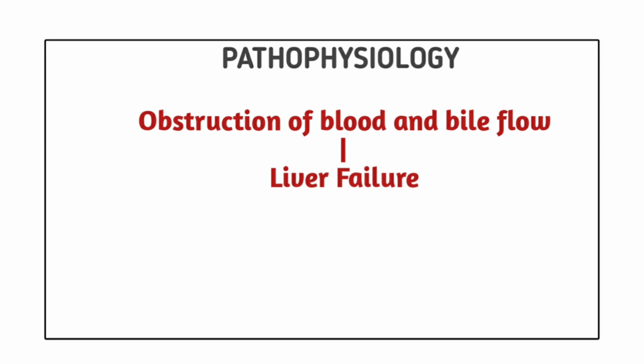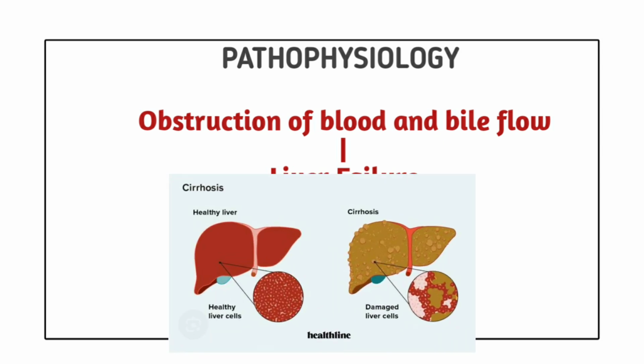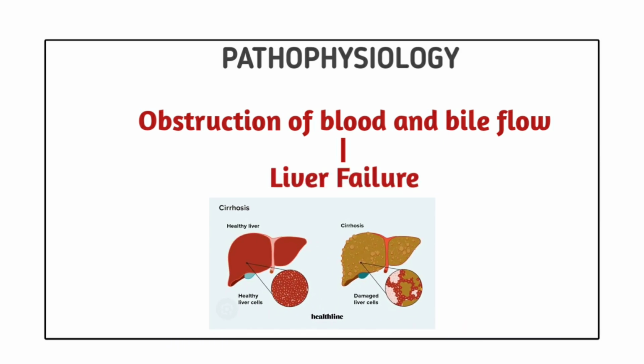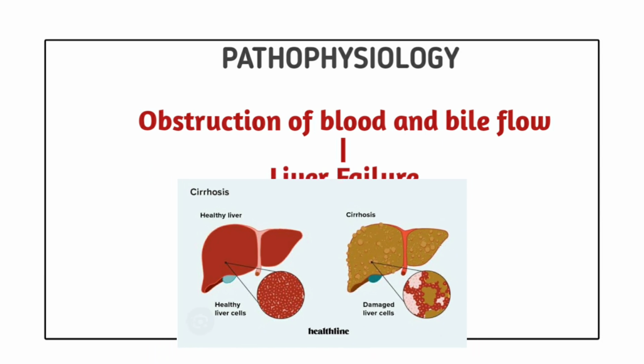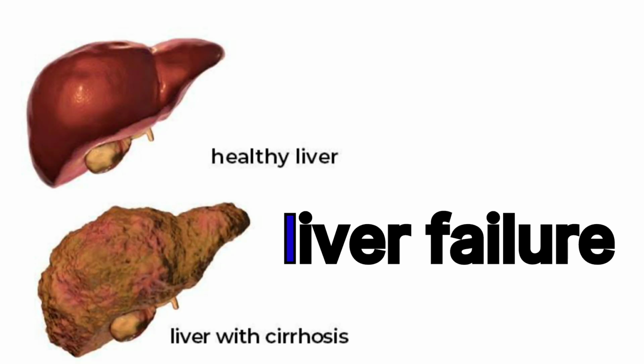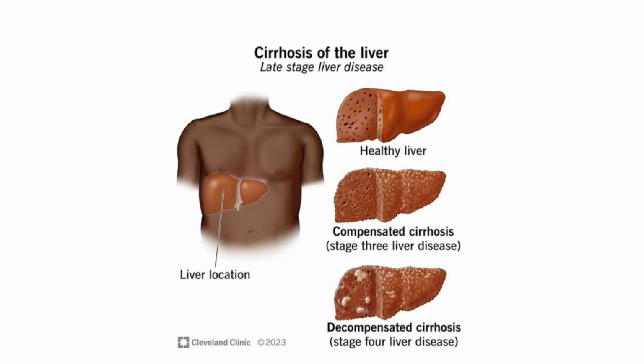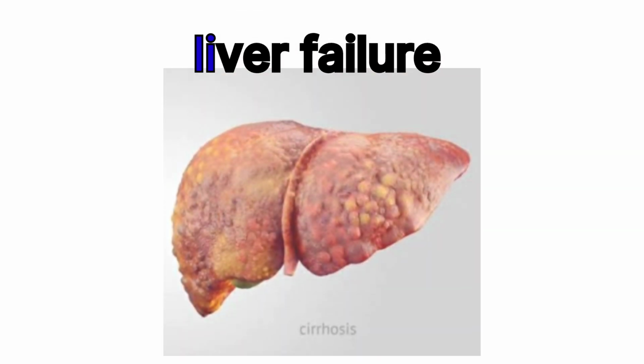Final outcome, liver failure. Over time, as more and more healthy liver tissue is replaced by non-functional scar tissue, the liver can no longer perform its essential functions, like detoxification, protein synthesis, etc. This leads to the final severe stage, which is liver failure. So to summarize, a persistent damaging factor leads to a cycle of injury and abnormal regeneration. This results in the formation of scar tissue, which obstructs the flow of blood and bile, ultimately leading to liver failure.